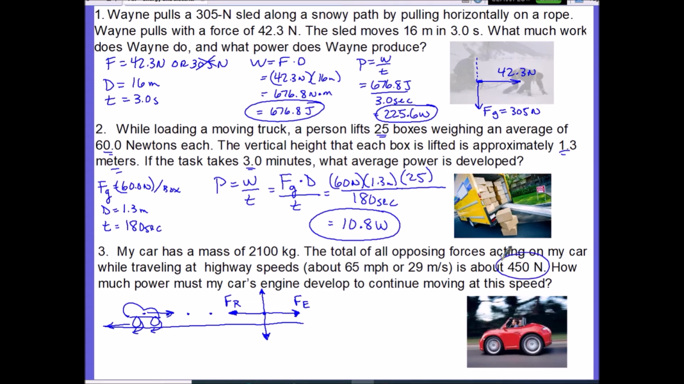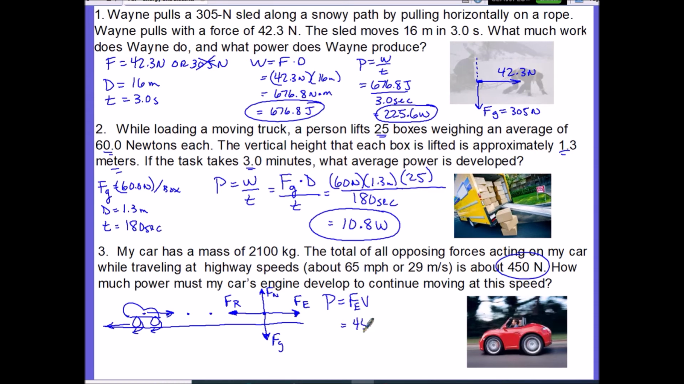Okay, the weight force and the upward force, those normal force and weight force, don't do any work here. If I want to determine the power that my engine develops, I'm going to use the force that my engine produces multiplied by the velocity that my car is moving.